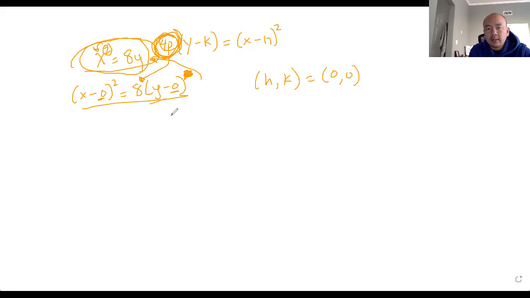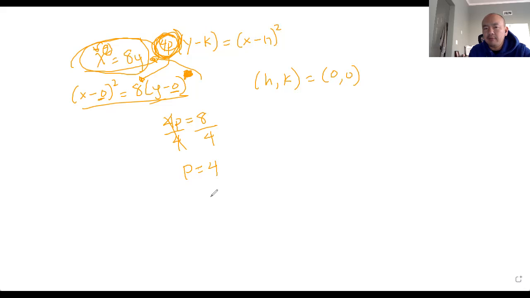Okay, and so then what we do is 4p is equal to 8. We associate those two, make them equal to each other. And so how you determine p is, you make them equal to each other, so then p is equal to 4. Okay, now what does that mean?